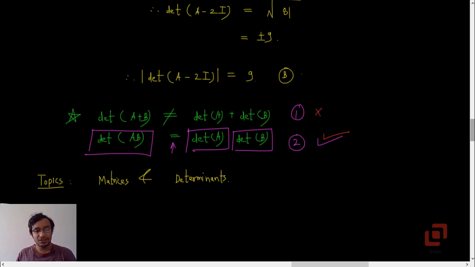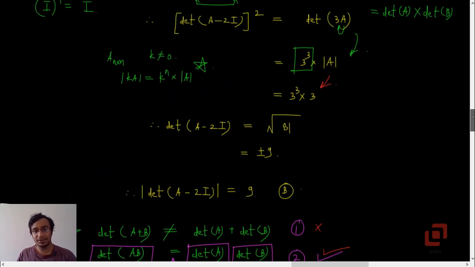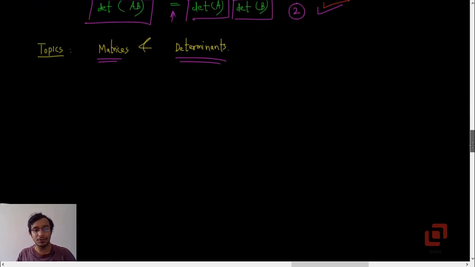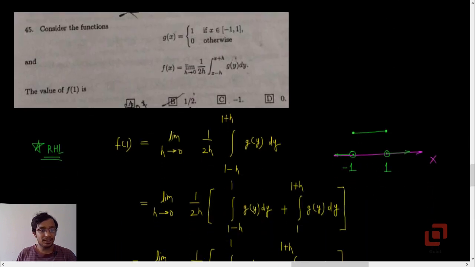So this is the only sum based on matrices and determinants, unlike JEE, where you also have a sum on systems of linear equations, in addition to matrices and determinants, and sometimes you also have a separate sum on determinants in JEE. So that was the 44th sum based on combined properties of determinants and matrices. Let's now go to the last one. That is question number 45.